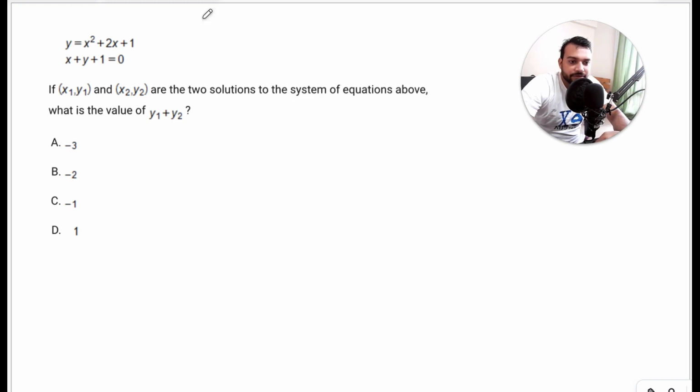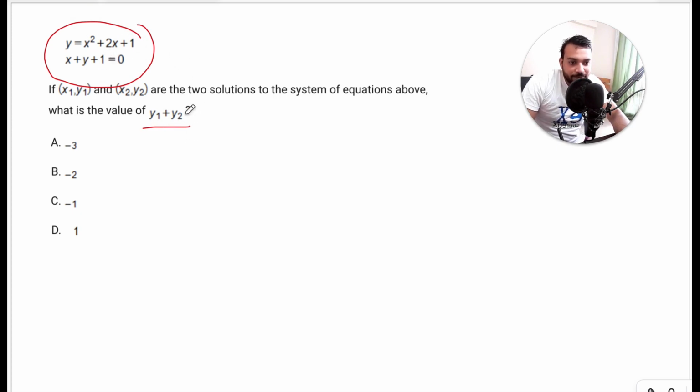The next question has two equations. y is equal to x squared plus 2x plus 1, and x plus y plus 1 is equal to 0. If (x1, y1) and (x2, y2) are the two solutions to the system of equations above, what is the value of y1 plus y2? Okay. So two important points. First thing is to find the solutions for this system of equations, and then the next thing is to find the sum of the y coordinates of the solutions.